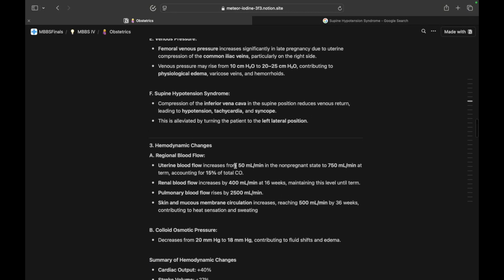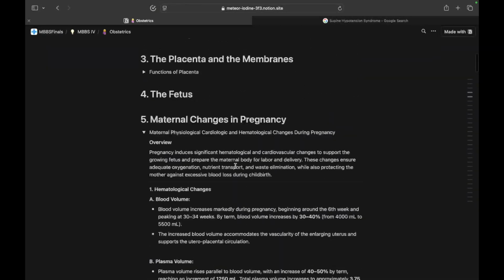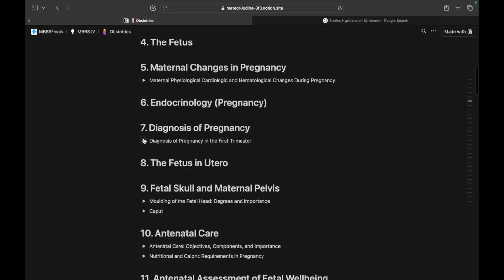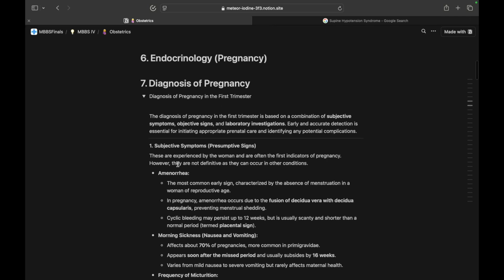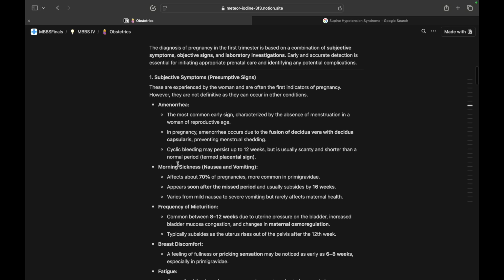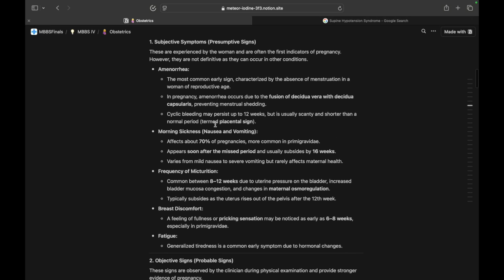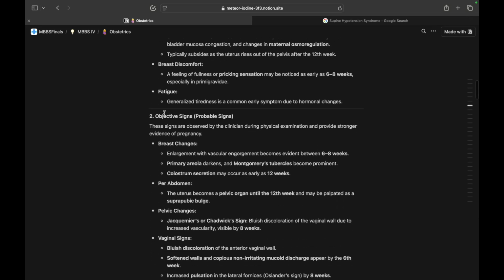So with that we end the discussion on maternal physiological changes during pregnancy. Next comes diagnosis of pregnancy in the first trimester. So let's see what do we have here. So we have some subjective symptoms, then we have signs.